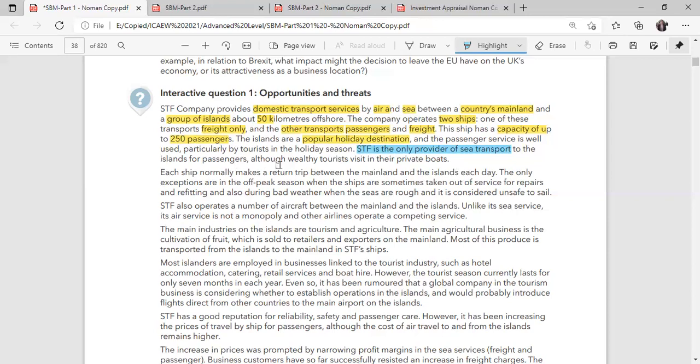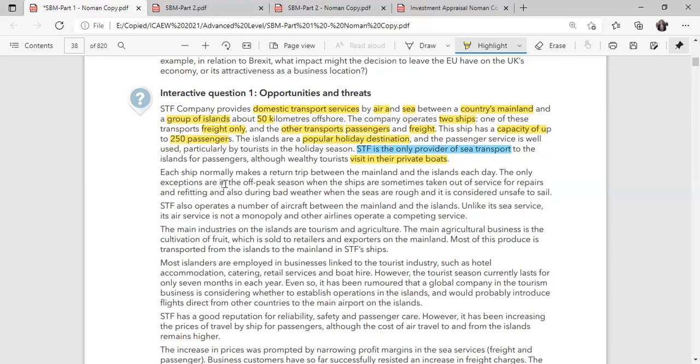To the island for passengers, although wealthy tourists visit in their private boats. Yes, you can go. Obviously, a wealthy person can go on their private boat, but if you talk about publicly, the majority of people are going through this particular ship basically. So there is an opportunity as well. You can also go into the private boats area. You can offer private boats to different rich and wealthy individuals. This was my first paragraph. Always, it is very, very important because it gives us information about the company, about the industry, what you are doing and what you can do.